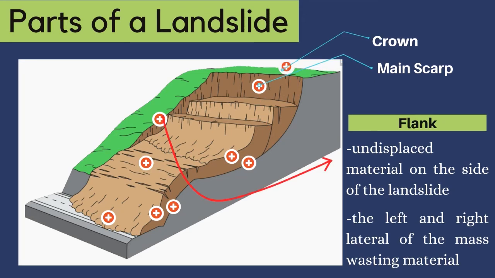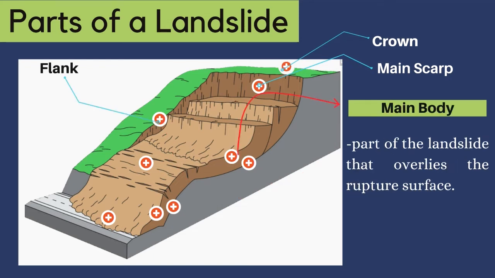Then the flank. This is the undisplaced material adjacent to the side of the landslide. Compass directions are preferable in describing the flanks, but if left and right terms are used, then they refer to the flanks as viewed from the crown. The main body is the part of the landslide that overlies the rupture surface. The rupture surface, or surface of rupture, is the lower boundary of the movement below the original ground surface. This is the surface wherein the material slides.